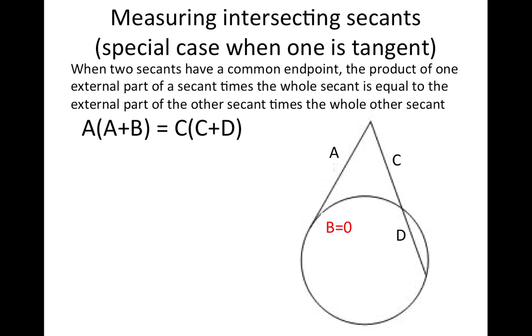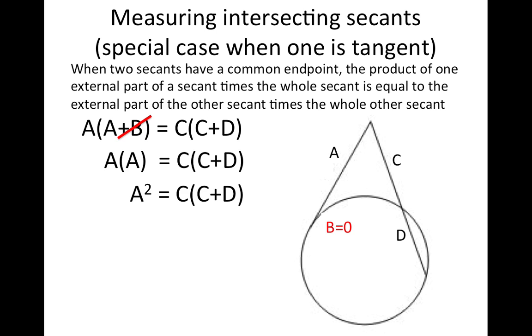So if B equals 0, in my formula, A plus B is the same thing as A plus 0, so the B just cancels out. And I'm left with simply A times A equals C times C plus D. A times A, of course, is A squared. So for this special case, we see that if I just take my tangent squared, it equals the outside portion of the secant times the entire secant.